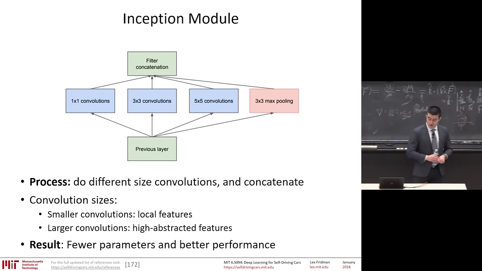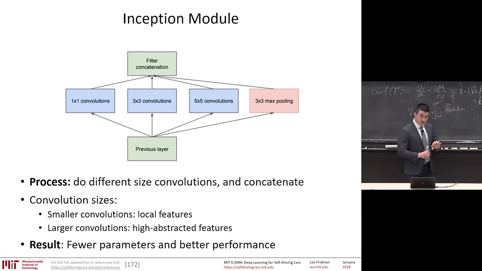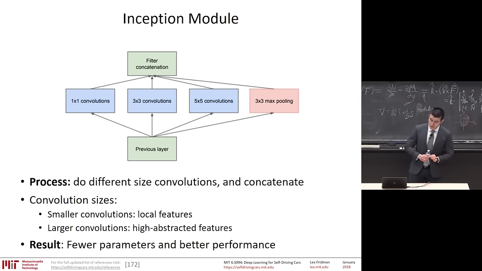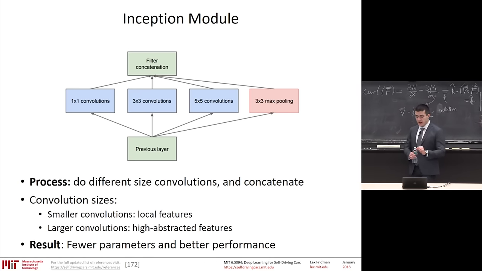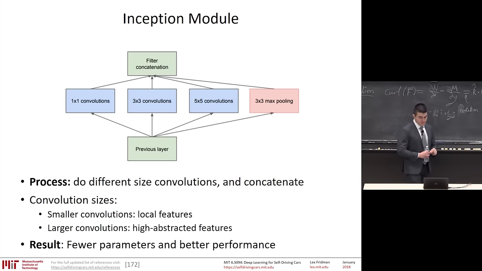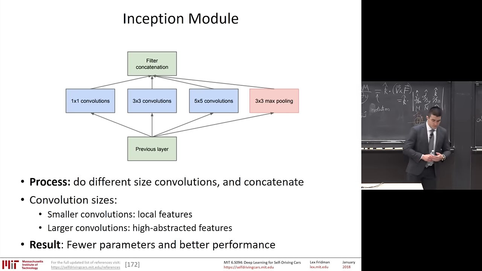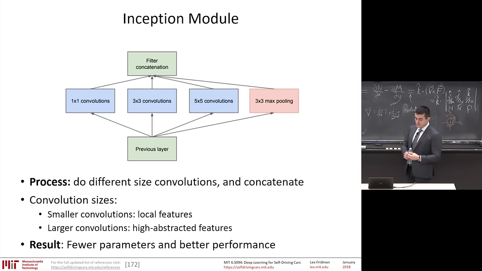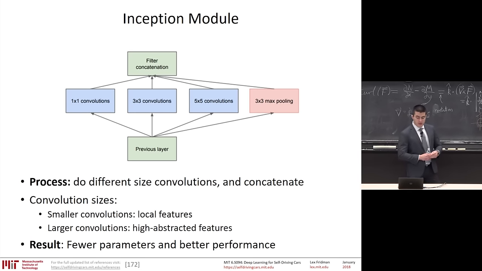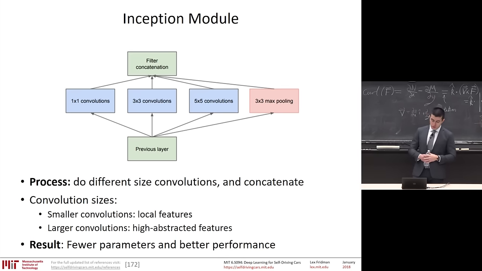The idea behind the Inception module shown here, with the previous layer on bottom and the convolutional layer with the Inception module on top, is that different size convolutions provide different value for the network. Smaller convolutions are able to capture or propagate forward features that are very local, high resolution in texture. Larger convolutions are better able to represent and capture highly abstracted features, higher order features.